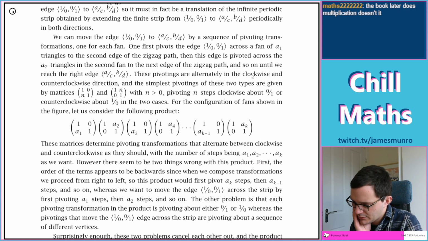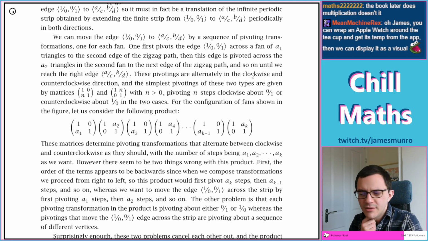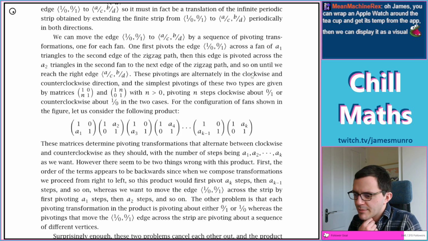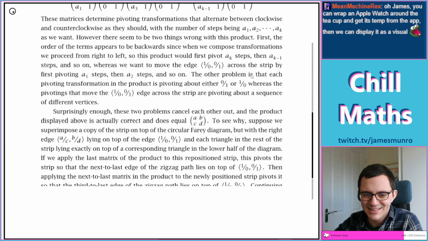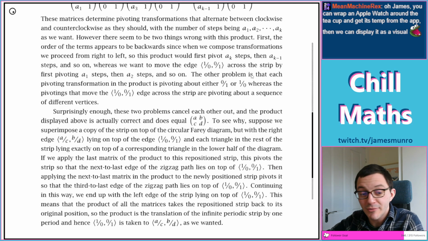What else can you do? I don't know. There's some with some inversion. Thank you, Mean Machine Rex. It's a great idea. There's the tech we need. Also, we'll make a really intelligent mug.